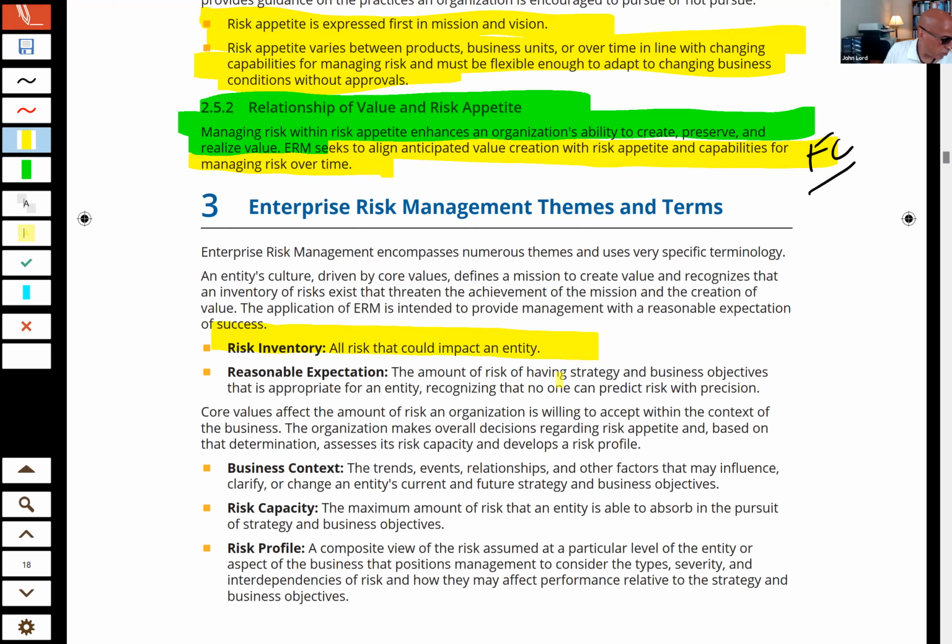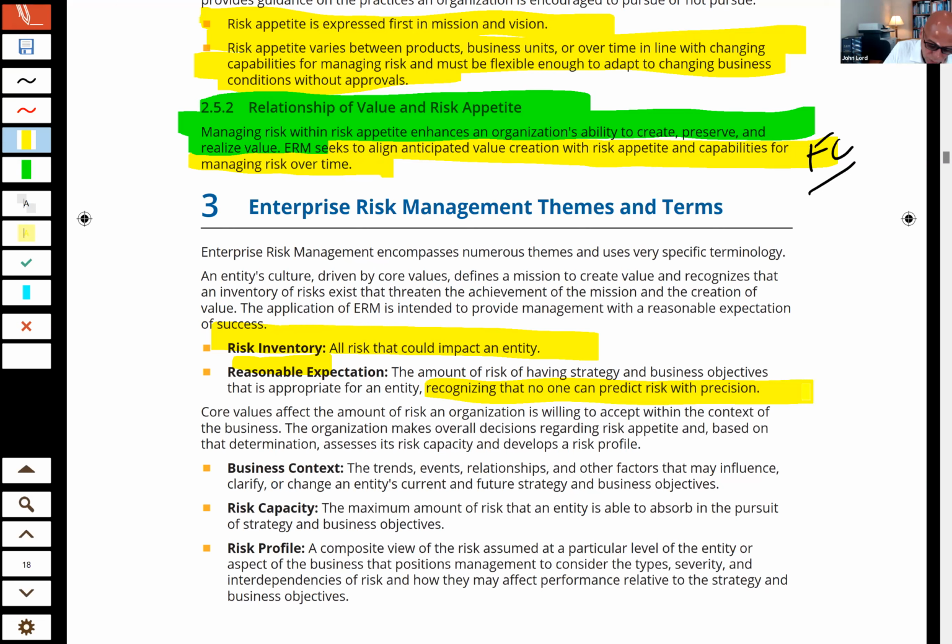Okay, what are all the risks that could impact the company? Okay, what is a reasonable expectation? No one can predict risk with a high degree of precision. In other words, we can't be perfect. There could be some risk that, who would have known, right, back in 2019 that we would all go into a hole for 2 years or however long it was, right? So some things you just don't know that they're going to happen, and they happen, right?